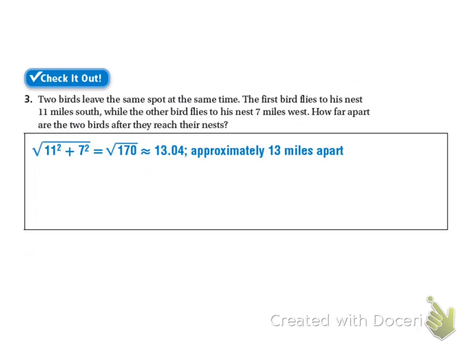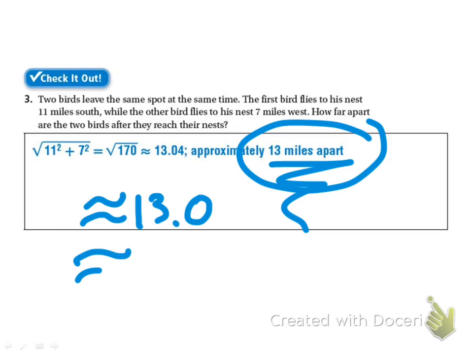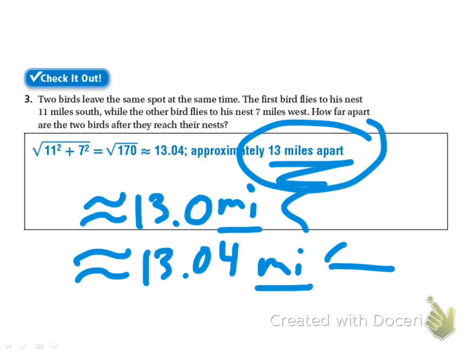Okay, you should have found that for number 3, check it out, they were 13 miles apart. That was the correct answer. You could have written 13.0 or 13.4 miles. That would be correct. Make sure you don't forget your miles. That's your measurement.